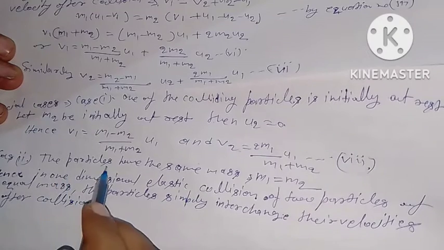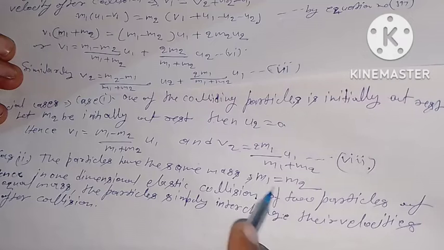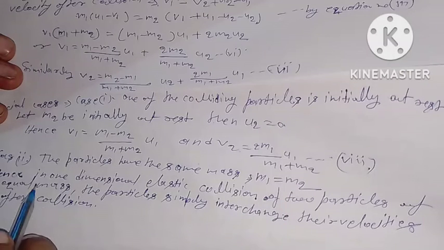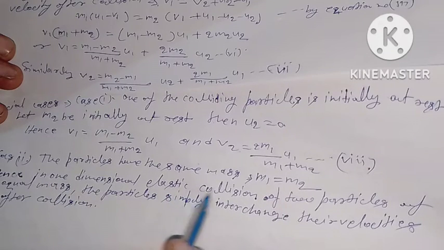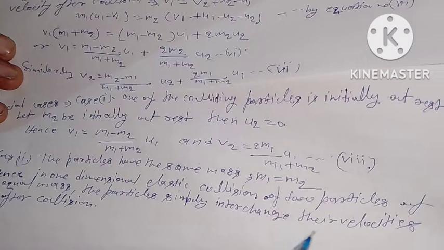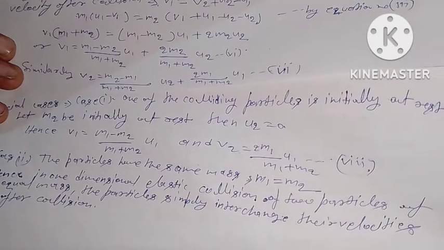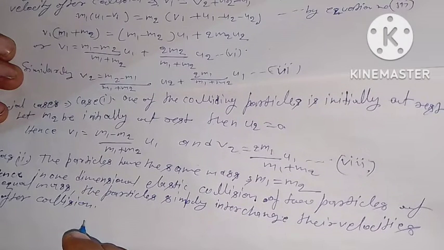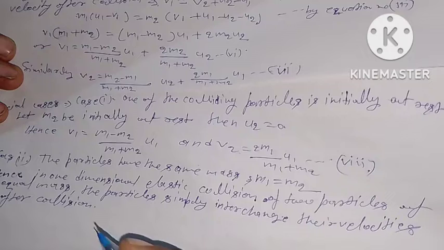Second case, the particles have the same mass, that means m1 equal to m2. Hence, in one-dimensional elastic collision, if two particles are of equal mass, the particles simply interchange their velocities after collision.